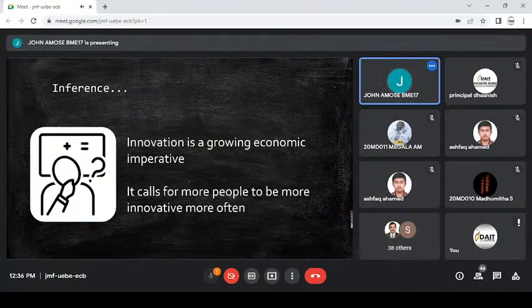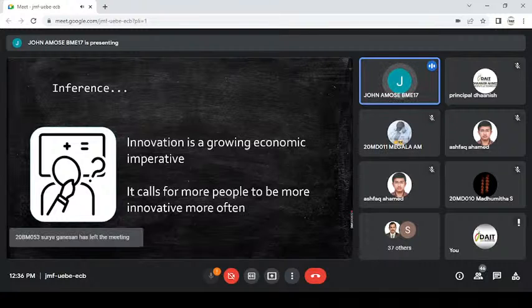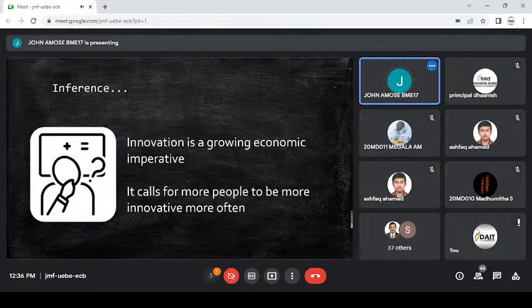But innovation is mandatory. Like I said, companies that did not innovate, they failed. But it is not that easy, right? So it calls for more people to be more innovative more often. All right. So more people have to be critical thinkers.